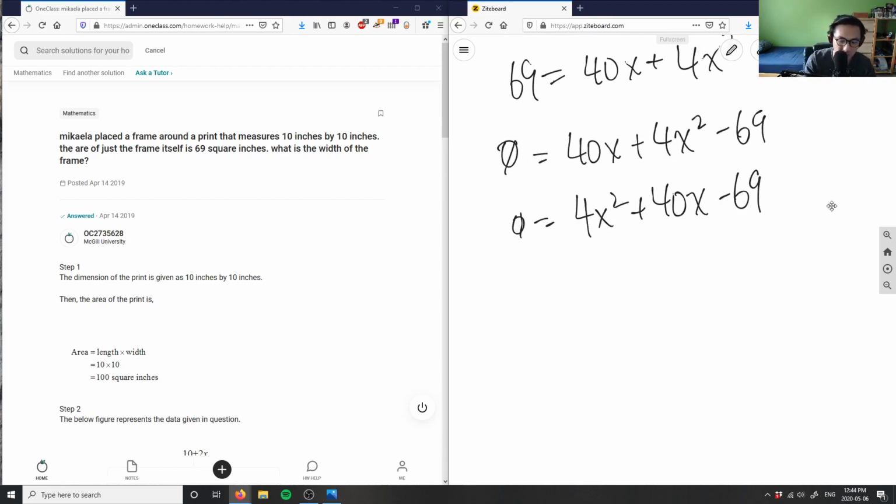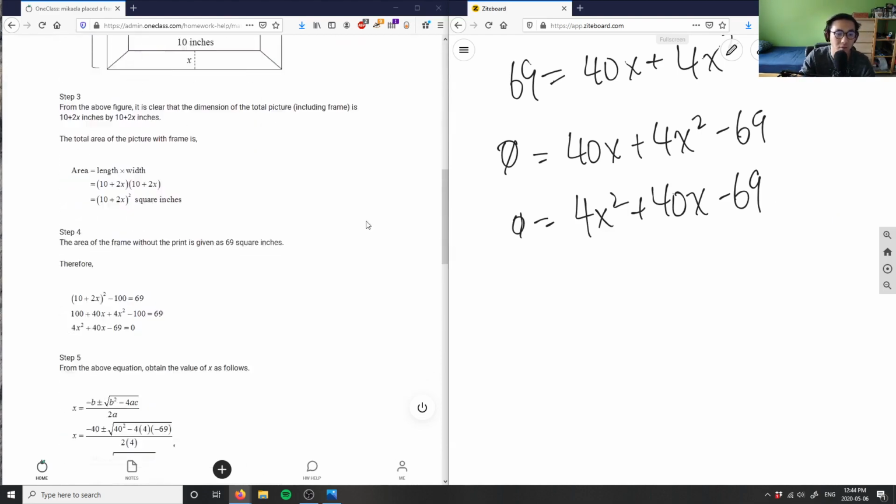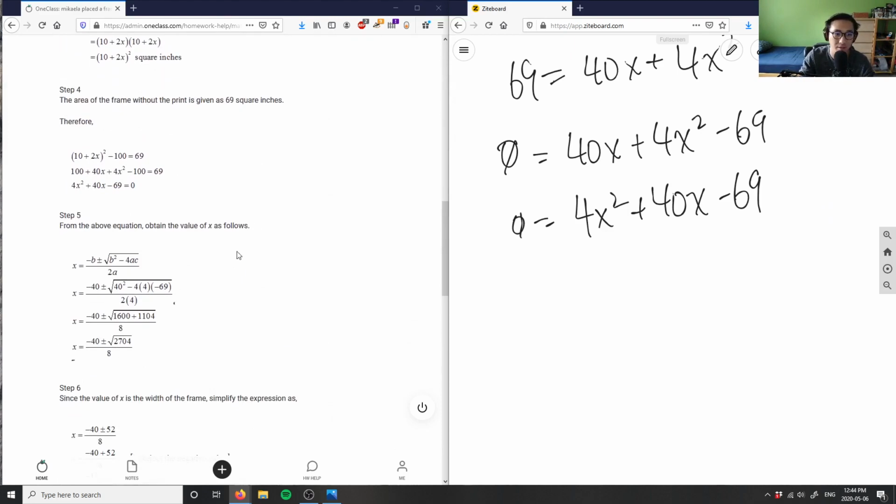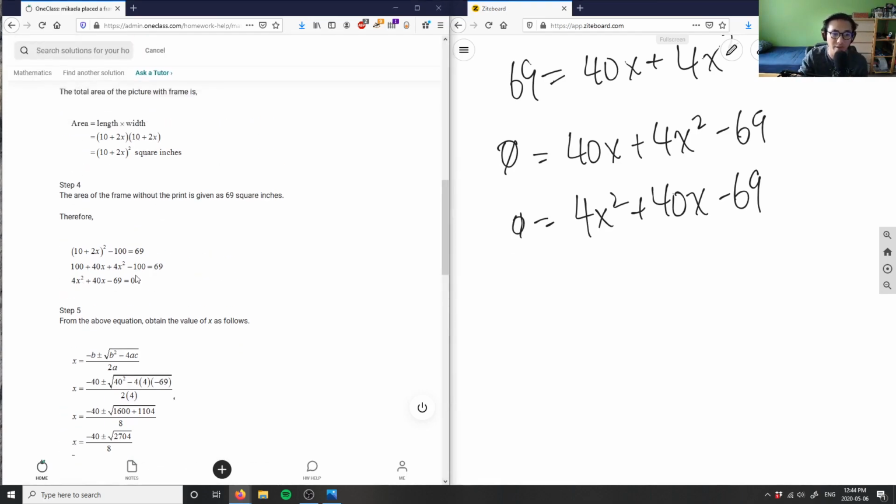Let me just check real quick if this is factorable. 40 and negative 69. Oh, it is factorable, but it will give us a fraction. As you can see, they also did the quadratic formula, so let me just do the quadratic formula real quick. As you can see, our solution so far is correct: 4x squared plus 40x minus 69. So I'm simply going to use the quadratic formula to figure this out.